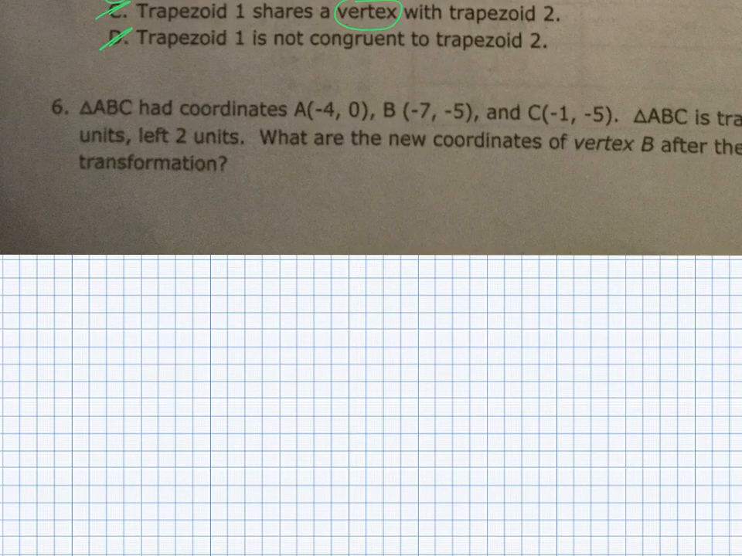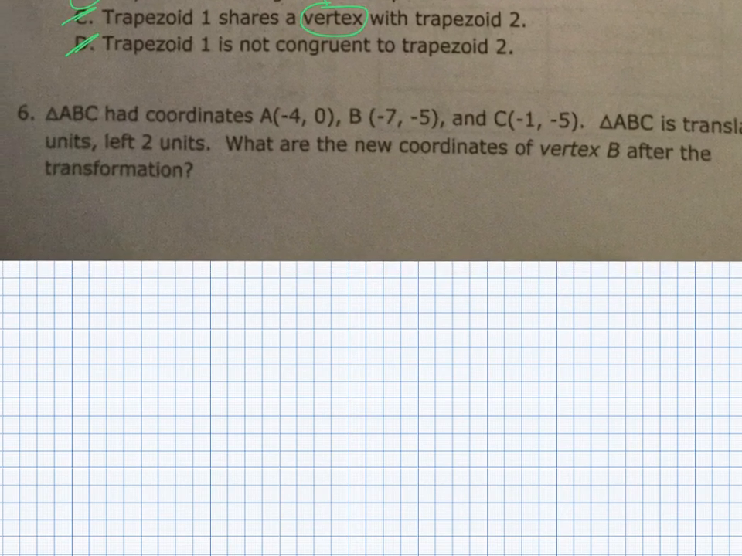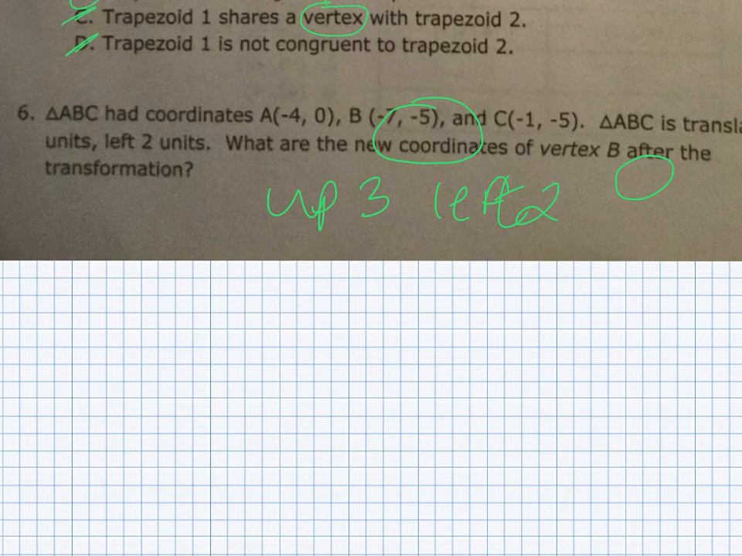Okay, the next one you're going to need graph paper for. Triangle ABC has coordinates A, B, and C. And then it says it's translated up 3 and left 2. So I'm just going to write that here so I don't have to keep moving it. Up 3, left 2. So you could write your rule and go from there, but you can always graph it and see what happens. All right, so we want to know the new coordinates of vertex B. That's the only one I care about, so I'm just going to circle this one. So I'm really just going to plot that point and then translate it and see what happens. And then I'll show you the rule.